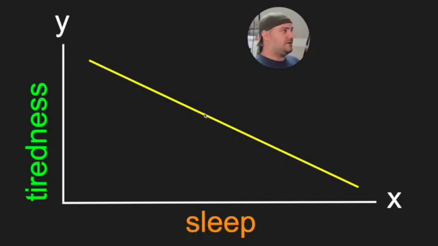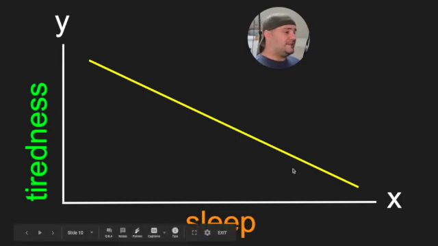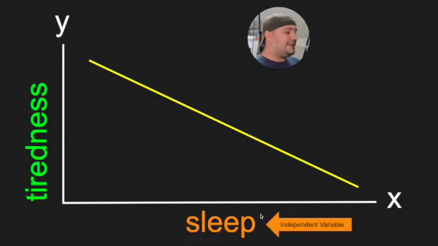Now I know there are some anomalies here, because if we get too much sleep, we might be overtired, or we might be so tired that no matter how much sleep we get, we're still tired. But in general, the more sleep we get, the less tired we are. So our dependent variable depends on our independent variable, which is on our x-axis. The independent variable is sleep, the dependent variable is tiredness.